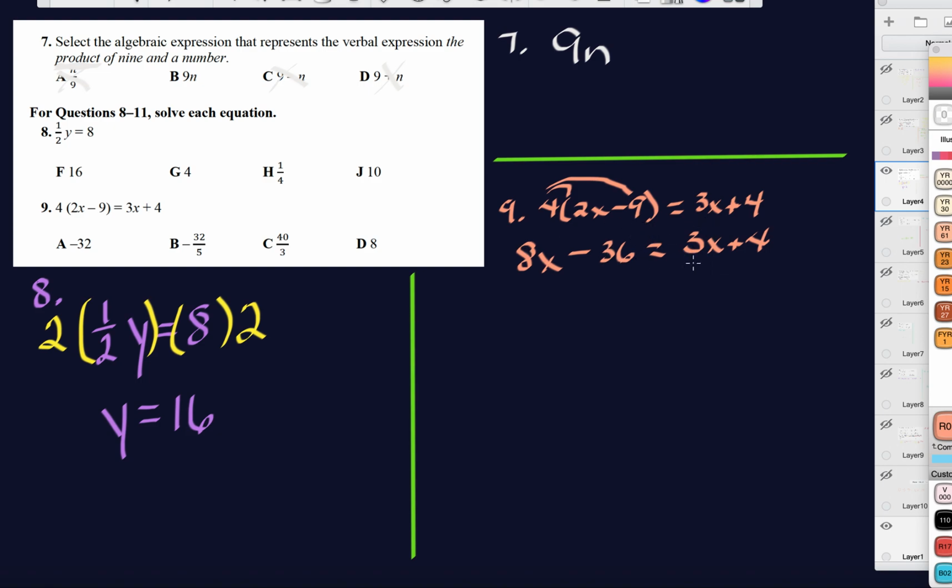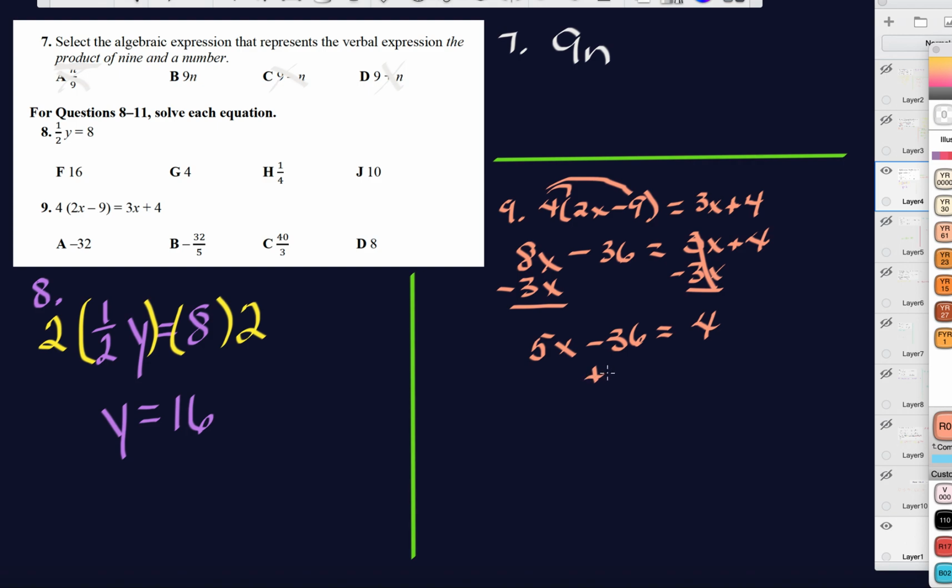Now, I'm going to move my x's to one side. I like to keep my x's positive, so I'm going to undo the 3x over here. That goes away. Minus 3x over here. Now I have 5x minus 36 equals 4. Okay? Well, I'm getting real close now. Now I have a nice two-step equation here.